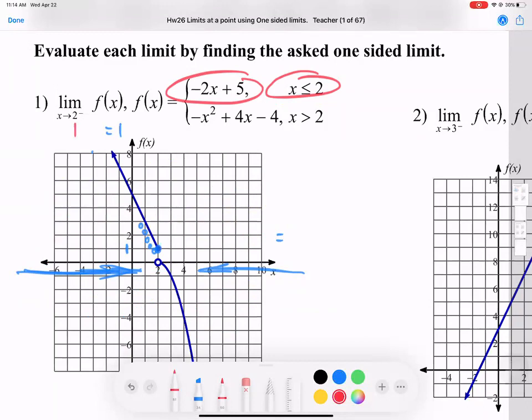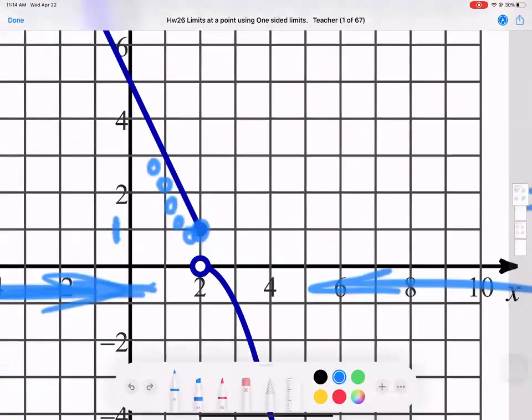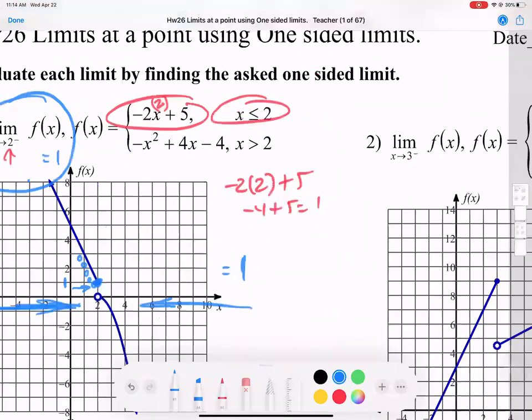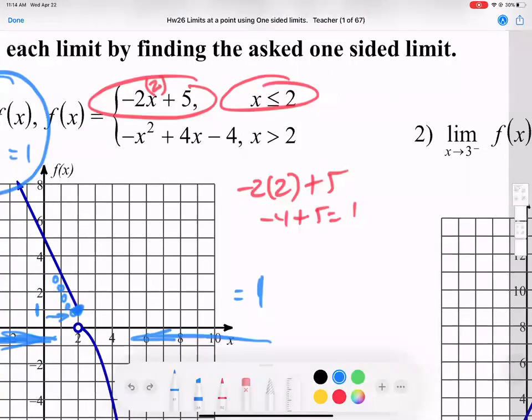So what would the value be if I plugged in 2? Let's go and plug in 2. Here, x is 2: -2 times 2 plus 5, it's -4 plus 5, which is 1. And remember, that's the same answer we said before, that the limit as x approaches 2 from the left side looks like 1. Look at the graph here, everyone. Zoom in, zoom in. That looks like 1 from the left side. Not only did we get that from the graph, when we plugged in 2 using the top equation, because x is less than 2, we also got the answer 1. So these answers are the same.